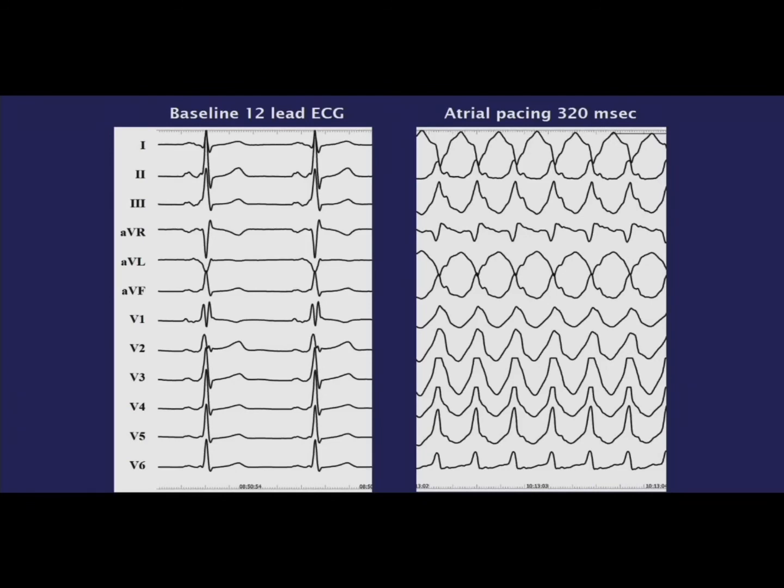And the last point I want to make as we're thinking about vectors, in addition to seeing that it's going back to front in V1, and then it's going top to bottom in 2 and 3, notice it's totally negative in leads 1 and AVL, which suggests, again, a more leftward, very pronounced left to right vector. So this is sort of an anterolateral left atrium to left ventricle accessory pathway. I think I'll stop there. I have more stuff, but I could talk all night.